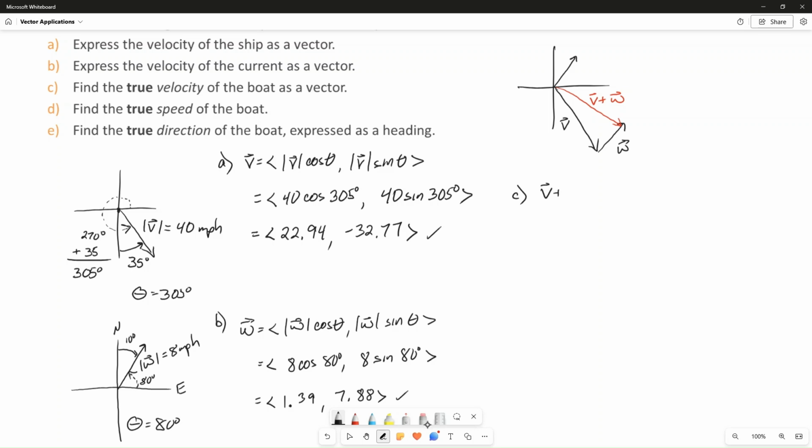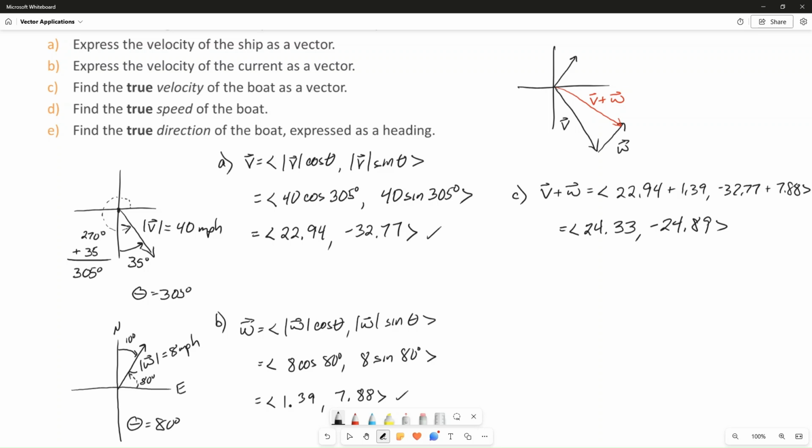we want to look at v plus w. And so we already have our values here. We're going to add 22.94 plus 1.39 for the horizontal component. And then we're going to have negative 32.77 plus 7.88 for the vertical component. If we add those together, we'll get the vector v plus w is equal to 24.33 for the horizontal component, and then a negative 24.89 for the vertical component. And so that's v plus w.